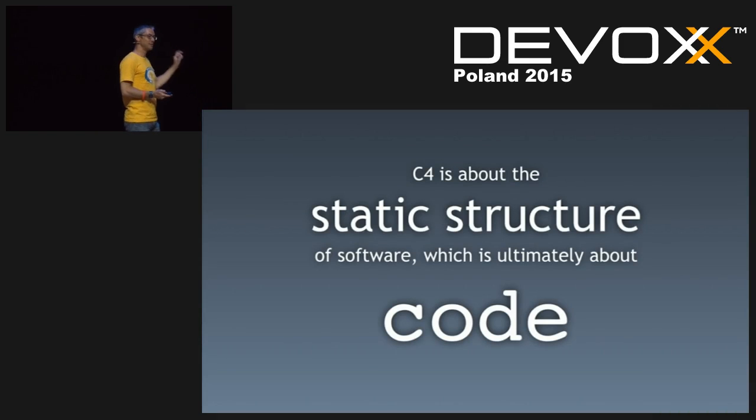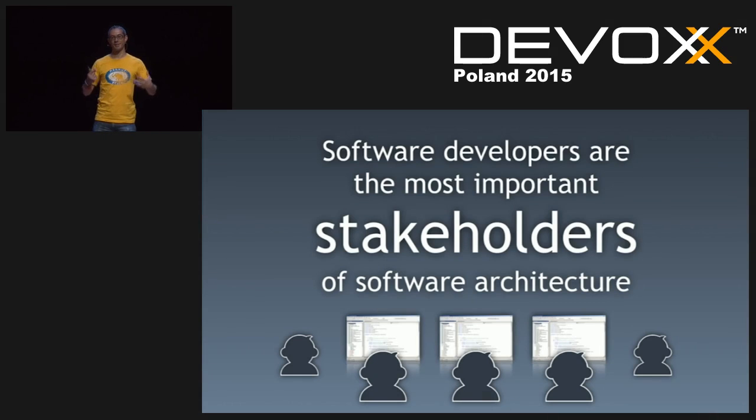So ultimately, this all comes back to code. The static structure is classes down here, components, containers, system. So this is a static structure first approach. And the reason I do this is because I think the primary stakeholders of architecture, that's us. Software developers are the primary stakeholders for architecture.